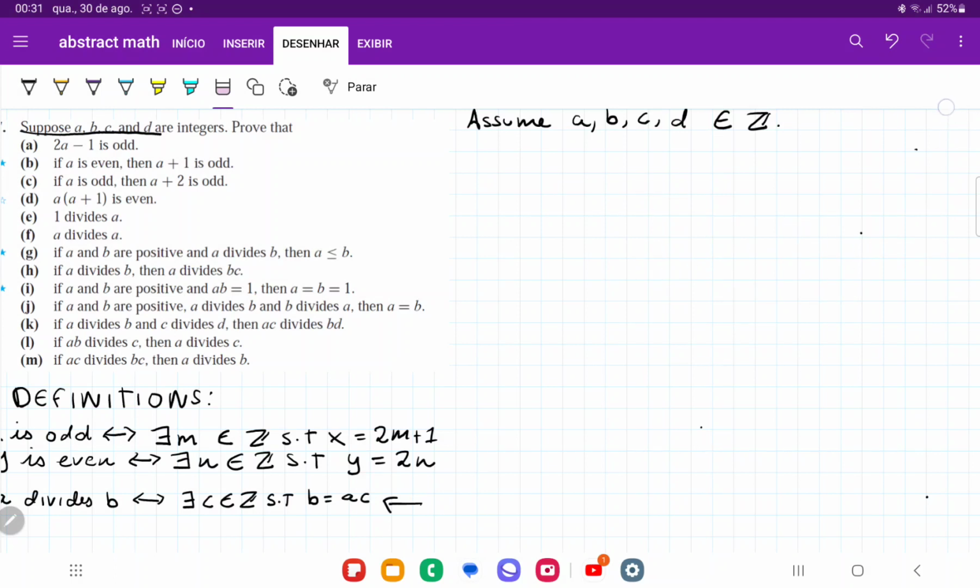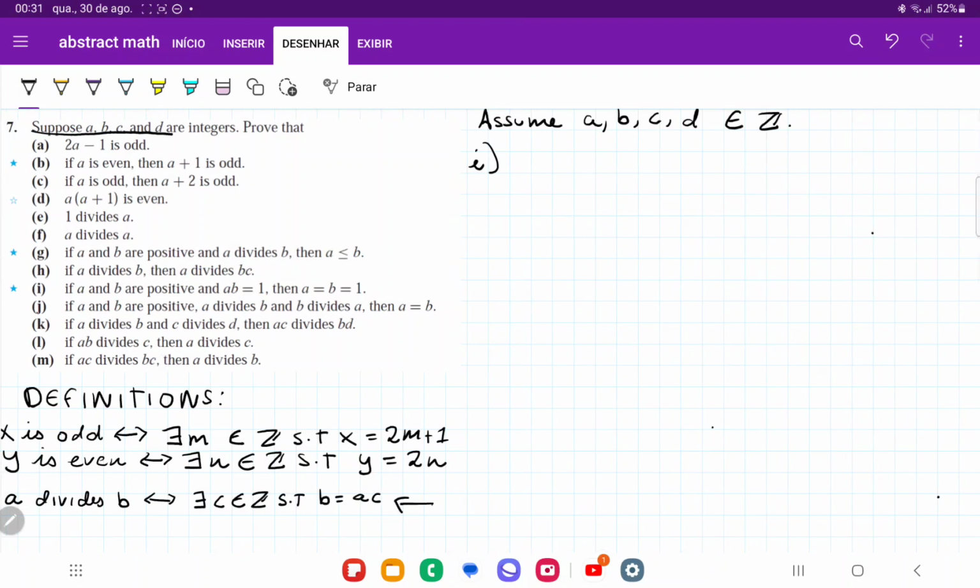Okay, now we're going to item I. For item I, we have that if A, B are positive and the product AB is equal to 1, then A is equal to B is equal to 1. So we begin by assuming this. Assume that A, B are greater than 0 and AB is equal to 1.